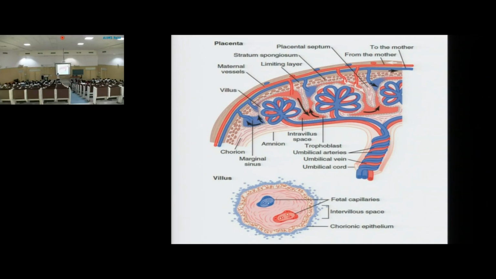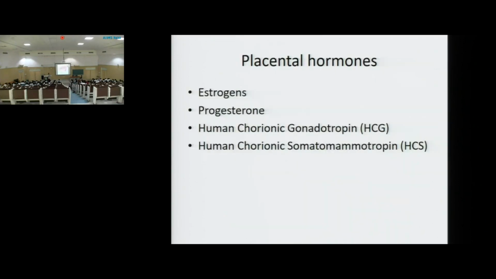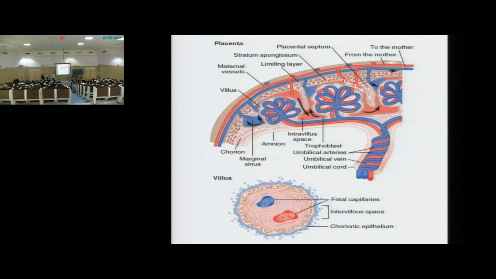Yes. So now, this is the section shown with the fetal capillaries and the villous space. What is happening if I say the diffusion of gases is taking place across this membrane? Which gases are required by the fetus? Oxygen, primarily. Then it has to give out what? Carbon dioxide. What else needs to be exchanged? Waste products. What else? Nutrients. So all of this is happening through the placenta only.